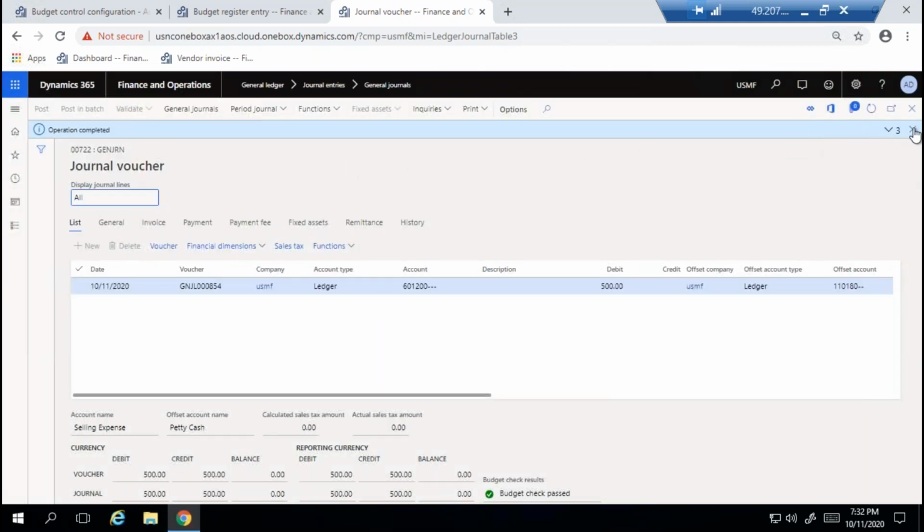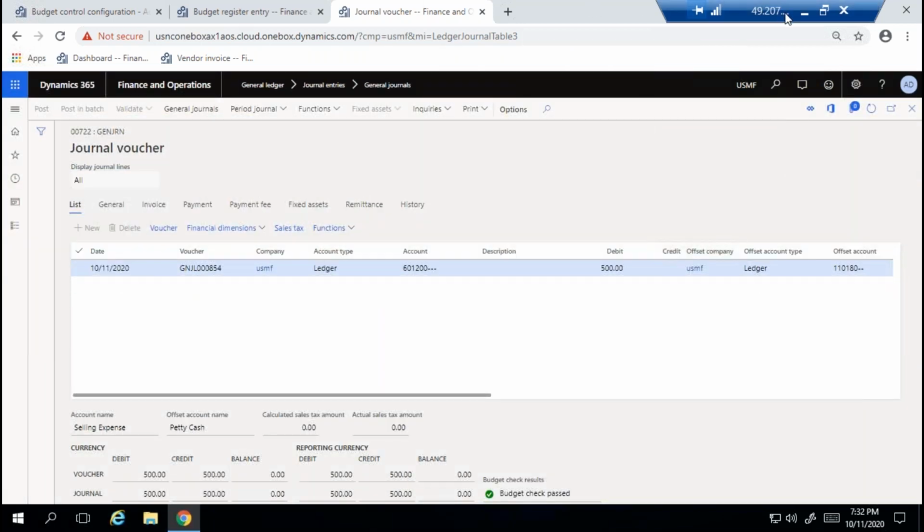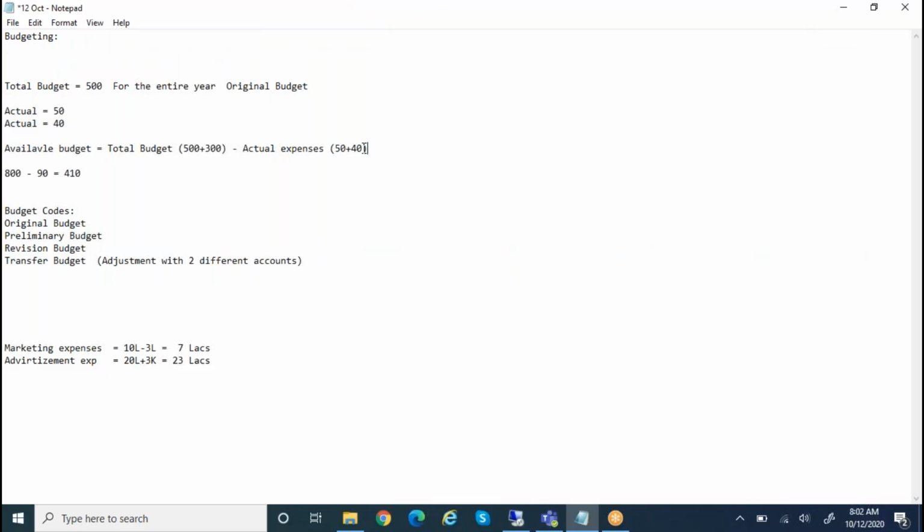It was posted. Now total expenditure, what is the amount? Plus 500 I have used. Now available funds is 590. Now available is 210. Agree with me? Any doubt in this? Yeah, it looks very simple.